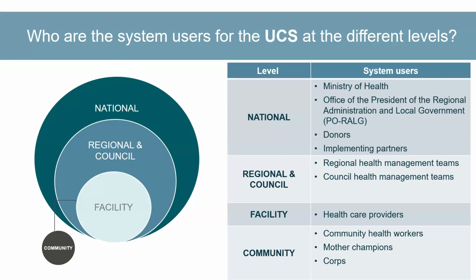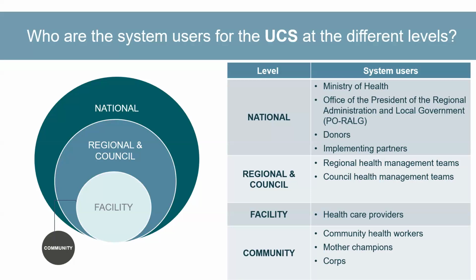Sorry for the inconvenience. So I was about to finalize the last slide for what I have to present, which concerns different stakeholders levels based on the UCS implementation. So we have different levels from national, regional, facility, and community, where UCS has been used. The system will have levels and system users. The system users from national level are Ministry of Health, Office, PRLG, donors, and implementing partners. This is from the national level, which is the highest level.